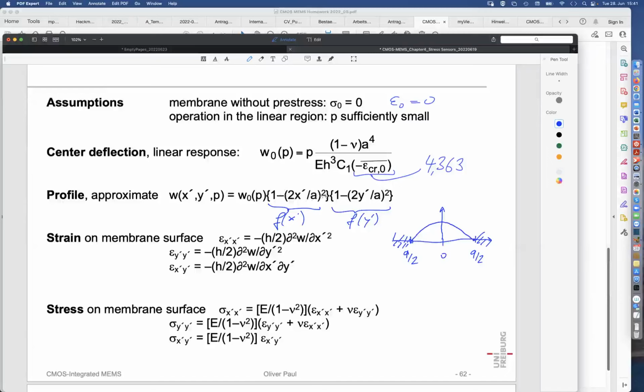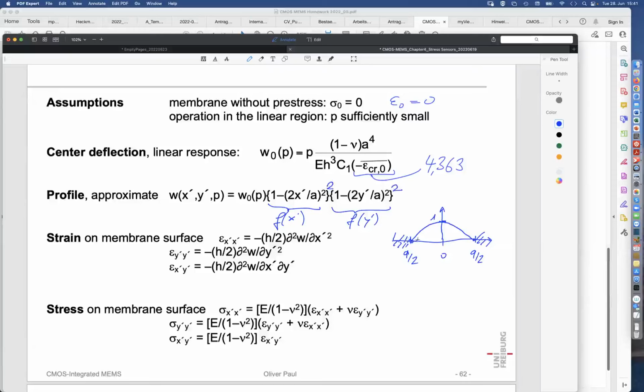Goes to 0 at the edges. Because at x equals a half, this is equal to 1, and so 1 minus 1 is 0. And in the center, this function is 1. And now what is amiss here is that each of these functions needs to be squared.